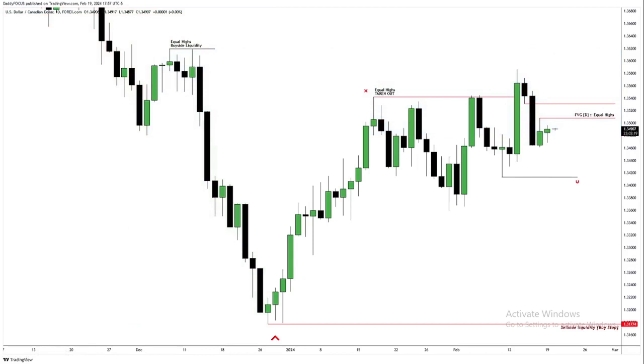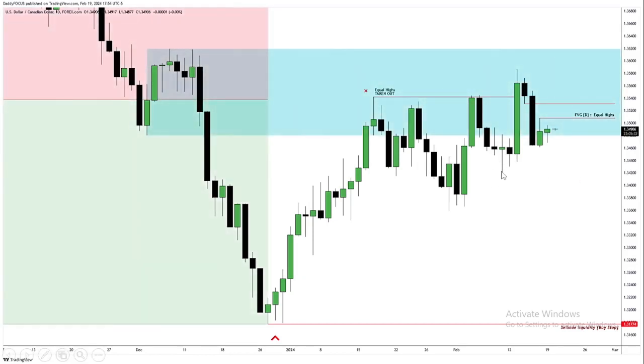Now, our draw on liquidity is down here. I've taken out a lot of clutter because we know fully well that this particular area that we are in is the weekly bearish order block, and we know fully well that we are expecting bearishness from this particular area.